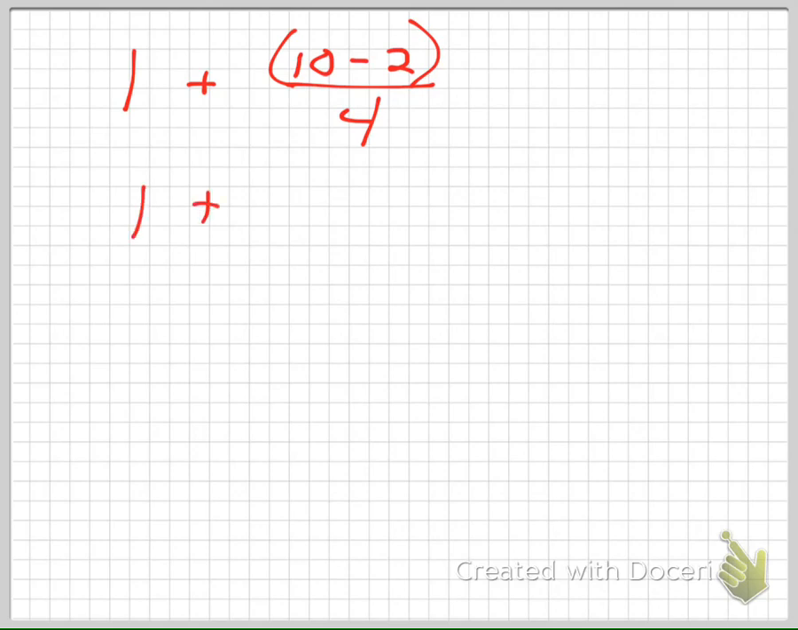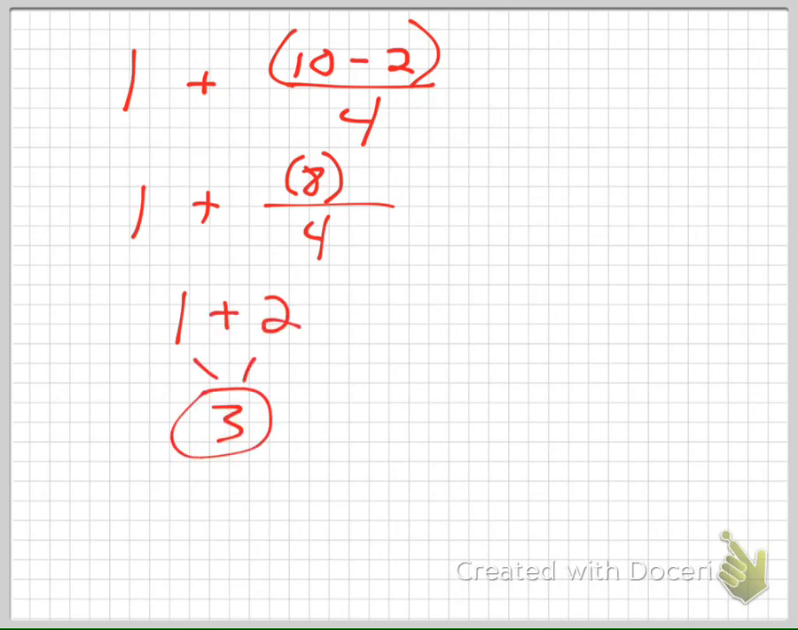So we have 1 plus, what is 10 minus 2? 8. Divided by 4. Any other parentheses that we need to do? No. Any exponents? No. Any multiply or divide? Yeah, 8 divided by 4 is 2. 1 plus 2 is 3. How many of you got 3? Does it make sense? Okay.